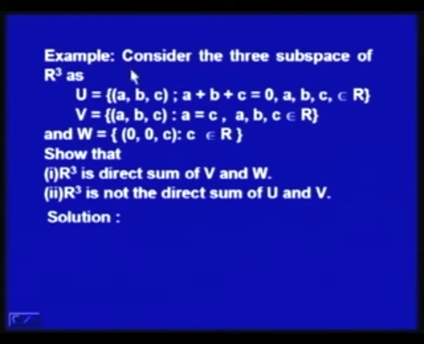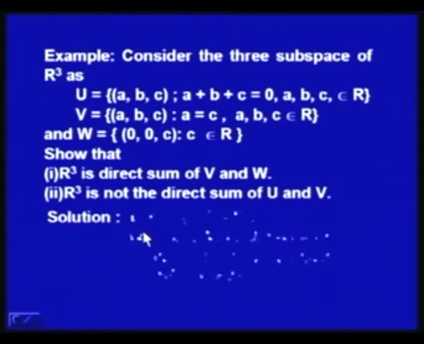Now, this is the next example. Consider the 3 subspaces of R cube as U, V, W defined by U as the set (A, B, C) satisfying this constraint for A, B, C belonging to the real set. V is equal to (A, B, C) with A is equal to C. This is the constraint on this vector subspace and W is equal to (0, 0, C) with C belonging to R. Now, we have to show that R cube is the direct sum of V and W while R cube is not the direct sum of U and V.